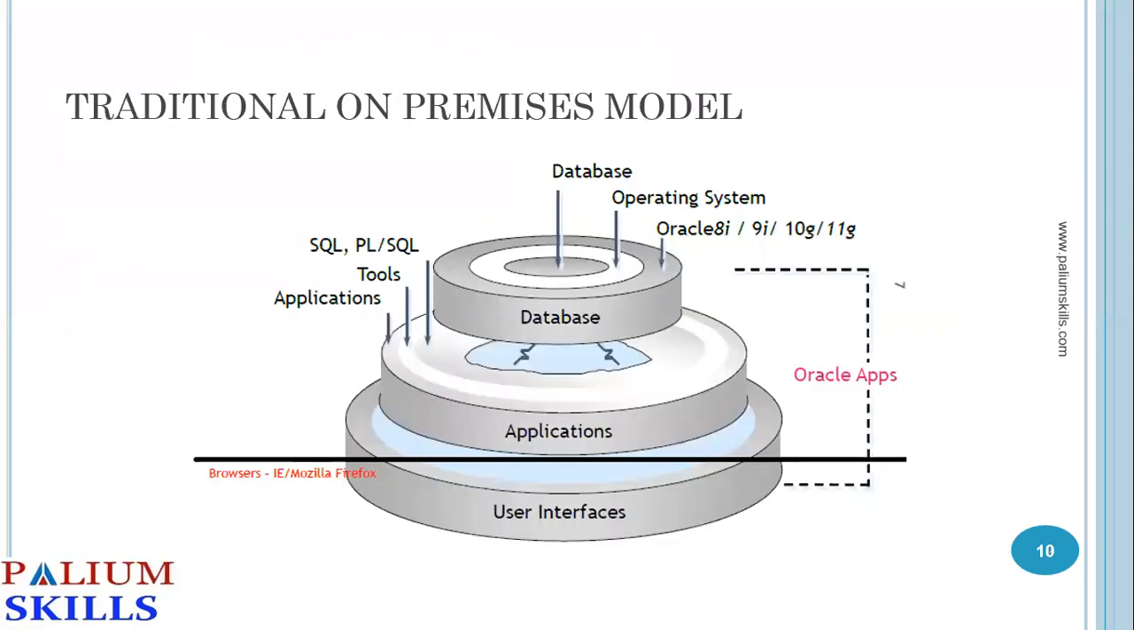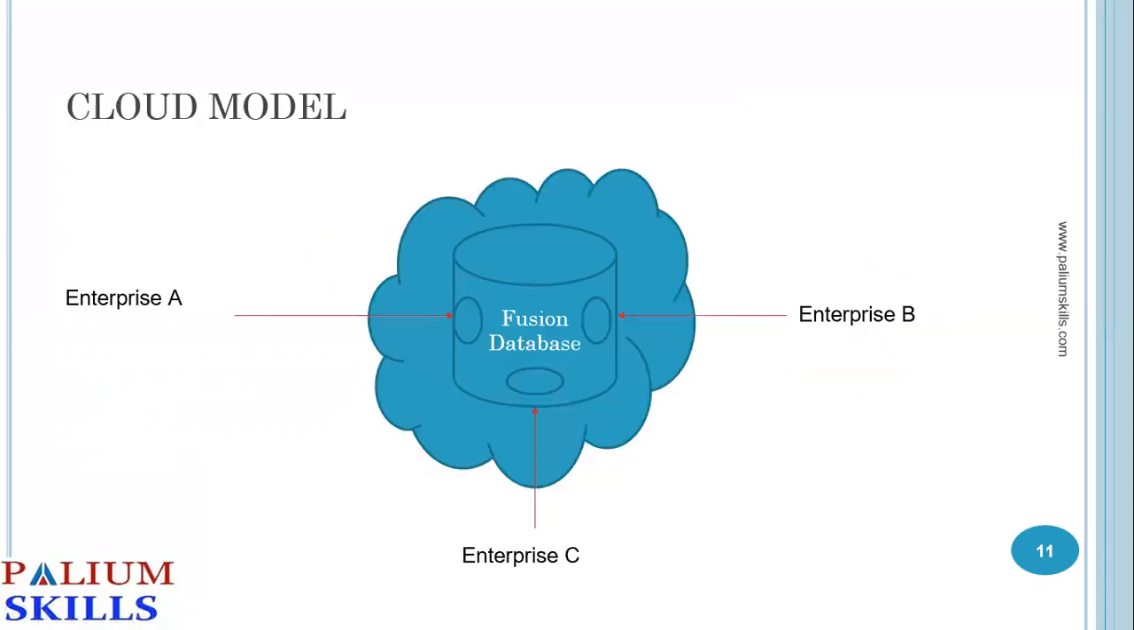Now, the traditional on-prem model is quite like this. In the heart you have the database, and then you have the operating system, then you have the SQL, PL/SQL tools, which all connect to the database. And then you have the middleware, which is the applications layer. And finally, you have the user interface. Right? Now, when you look at the cloud model, it is like this.